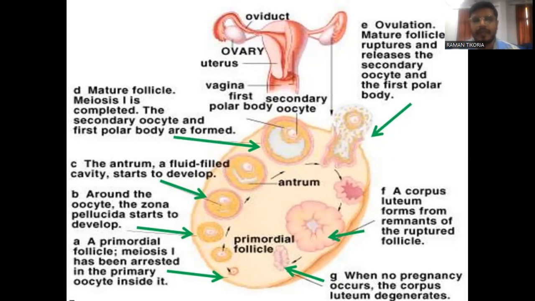What happens? In the primordial follicles, meiosis 1 is arrested in the primary oocyte inside it, and around the oocyte, zona pellucida starts developing. After that, a fluid-filled cavity known as the antrum starts to develop, and after that, a mature follicle is formed. Then it ruptures from the ovarian wall and the ovum is released into the abdominal cavity, right?